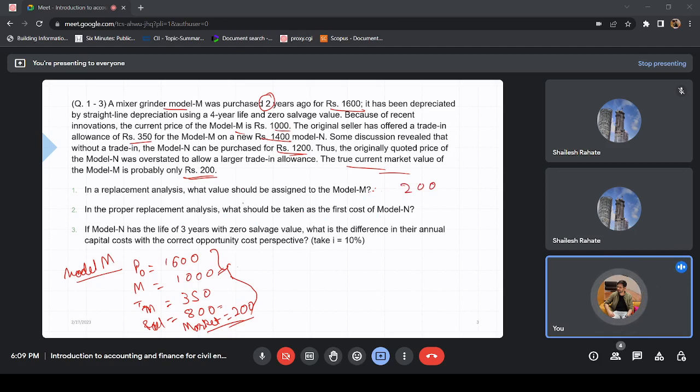Now, in the proper replacement analysis, what should be taken as the first cost of model N? For model N, what prices do we have? You can see that you have got 1400 and 1200. So, instead of going for the sellers' price, we know that the current market price is rupees 1200, so we'll take it as rupees 1200. Now the question is, if model N has a life of 3 years with zero salvage value, what is the difference in their annual capital cost?